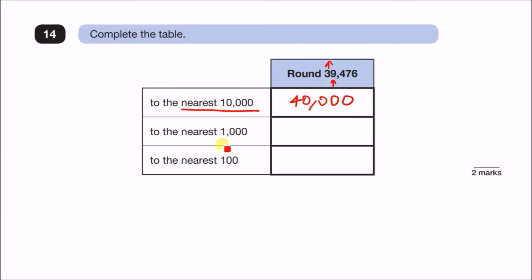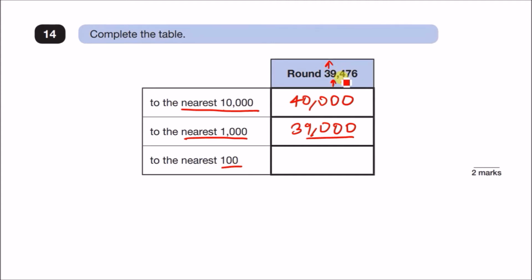Good. Next, we round to the nearest 1,000. Yep. So we look at the 4 and ask ourselves, okay, that's less than 5, so we don't round. So this stays as 39,000. Okay, so it's still to the nearest 1,000. You've got 9,000 here.